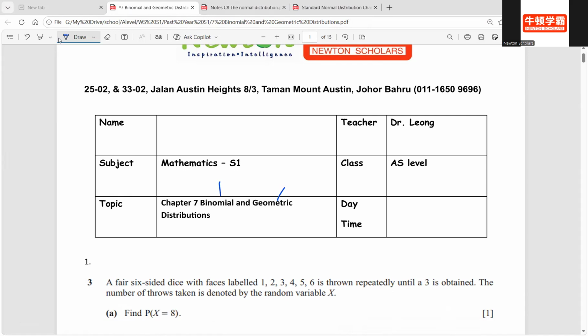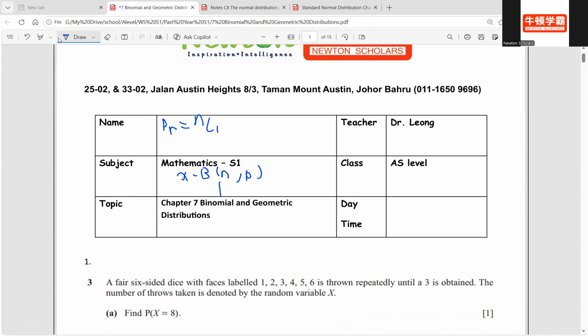We go for a short revision about the formula before we continue with the past year questions. For X binomial, normally they will provide you n, meaning the number of trials, maybe 2, 3, 4, and then a p, which is the probability of success. The formula is very direct: P(X = r) = nCr p^r q^(n-r).